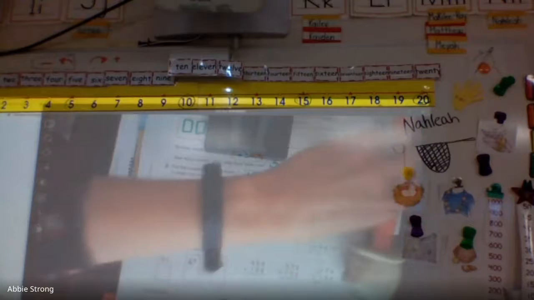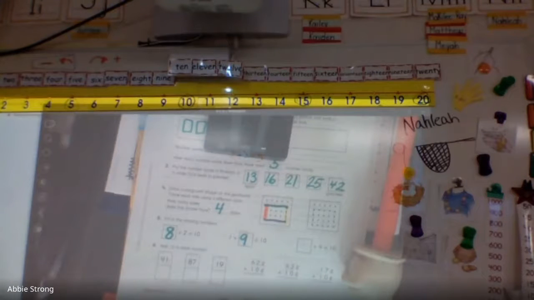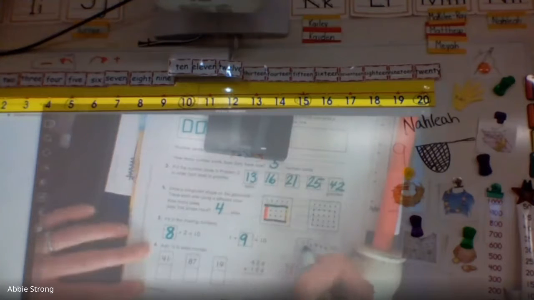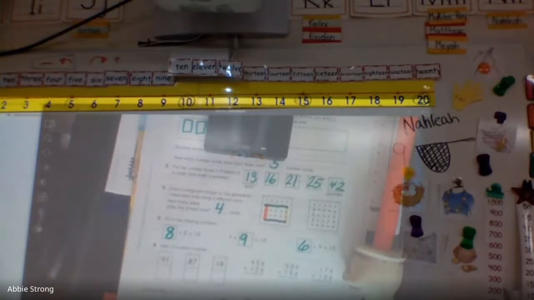What's the mystery number? Plus 4 equals 10. Josh? 10. Ooh. No, 6. 6 it is. 6 plus 4 equals 10 again. Good. Now we need to add 10 to our number.